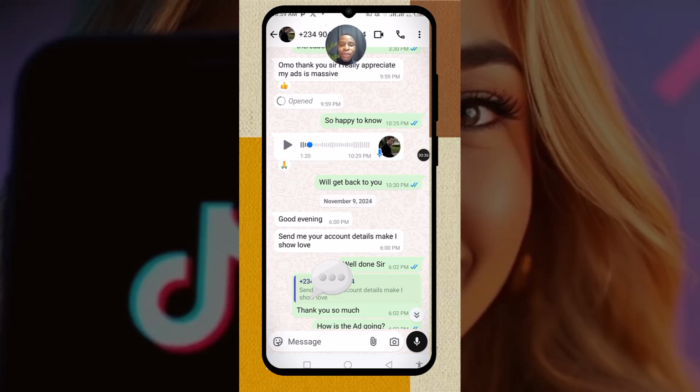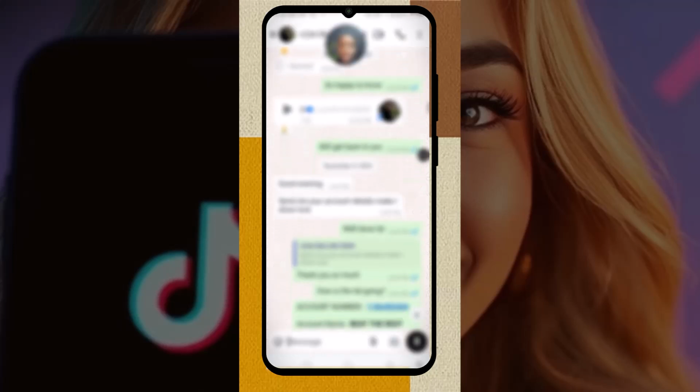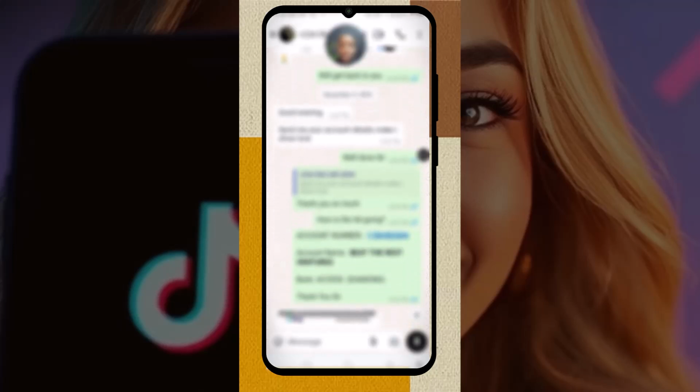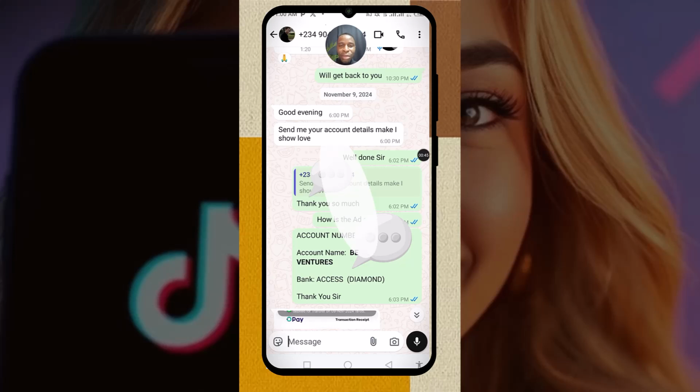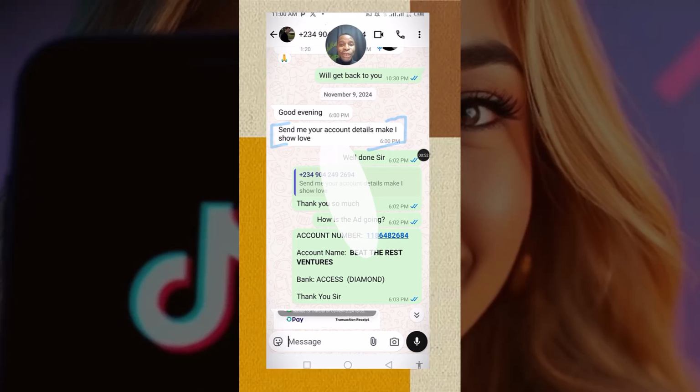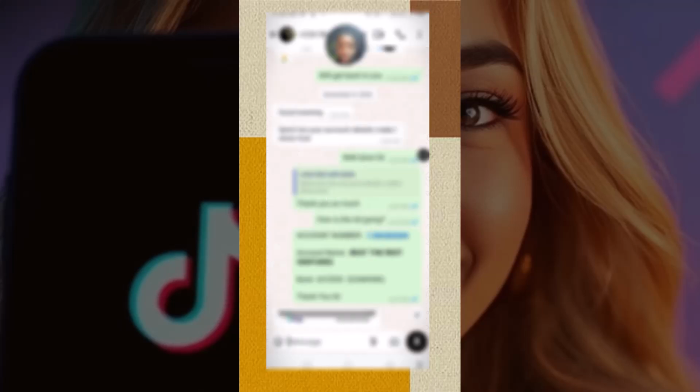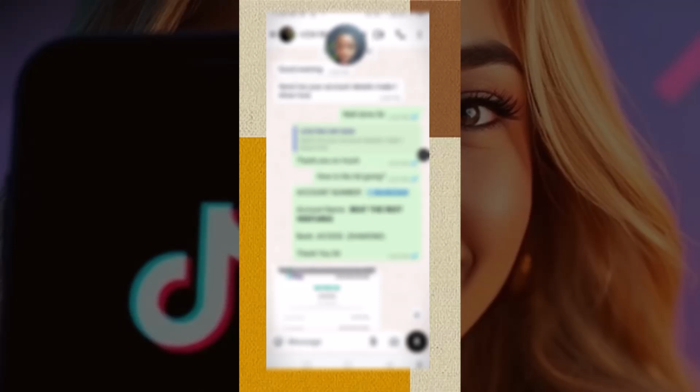He dropped a voice note, which I wouldn't want to play, and we continued our conversation. Then the next day, he came and said, "Good evening. Send me your account details. Make I show love." So I wasn't sure what he was talking about because this was a guy who had paid for the course. Okay, so I said, "Well done, sir." Then I went on to appreciate him.